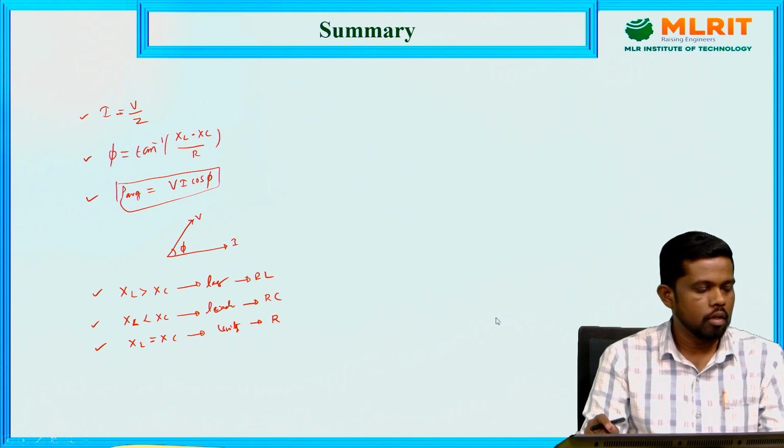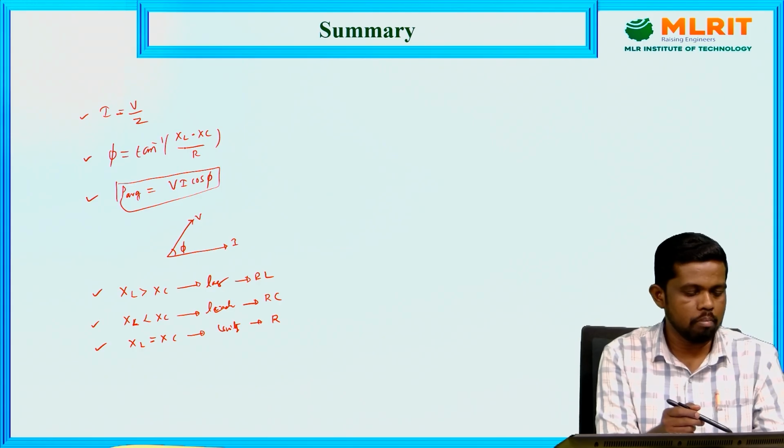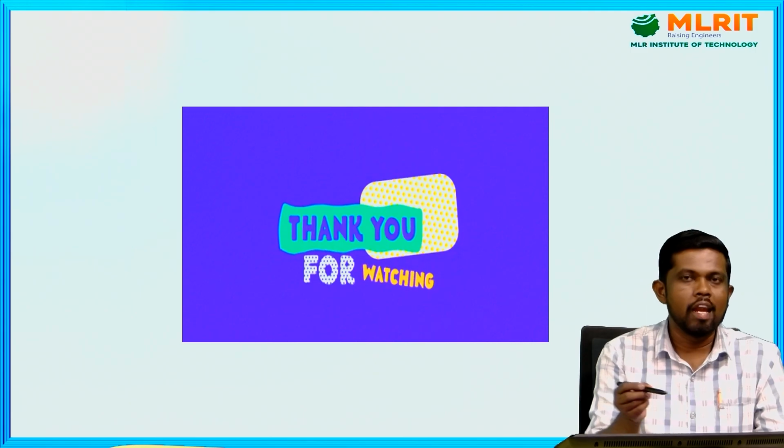These are the things we have discussed in this session: current, power factor, average power, the phasor diagram of the network, and also three different cases of consideration of the RLC series circuit based on the impedance offered by the network. So this is the end of the session.